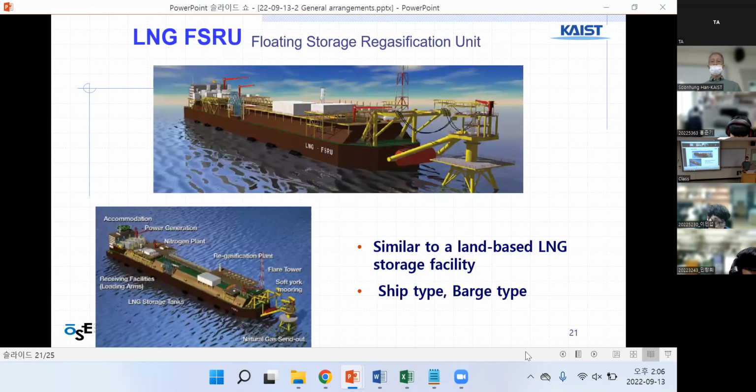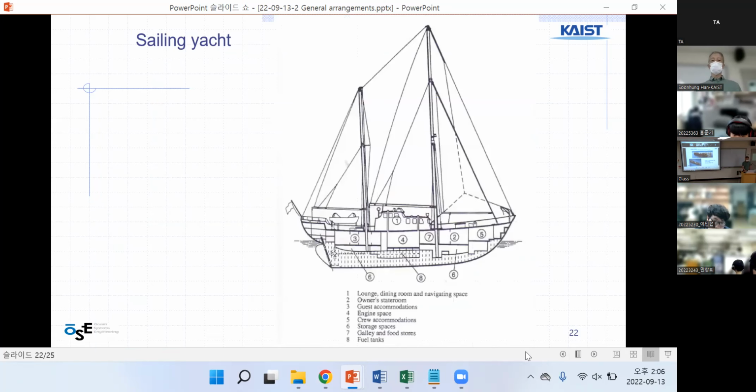And this one is a little bit different, or similar. This is for gas, the gasification units, similar to a land-based LNG storage facility, but it is a floating one. So it's like a ship type and barge type, depending on the exterior shape.